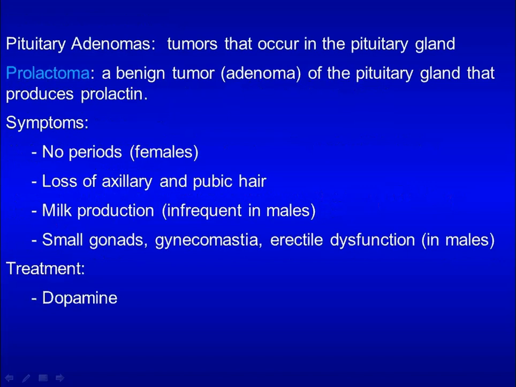On the other hand, pituitary adenomas are tumors that occur in the pituitary gland. Here we use prolactinoma as an example. It is a benign tumor of the pituitary gland that produces prolactin. Symptoms include no periods in females, loss of axillary and pubic hair, milk production, small gonads, gynecomastia, and erectile dysfunction in males. This condition can be treated with dopamine.